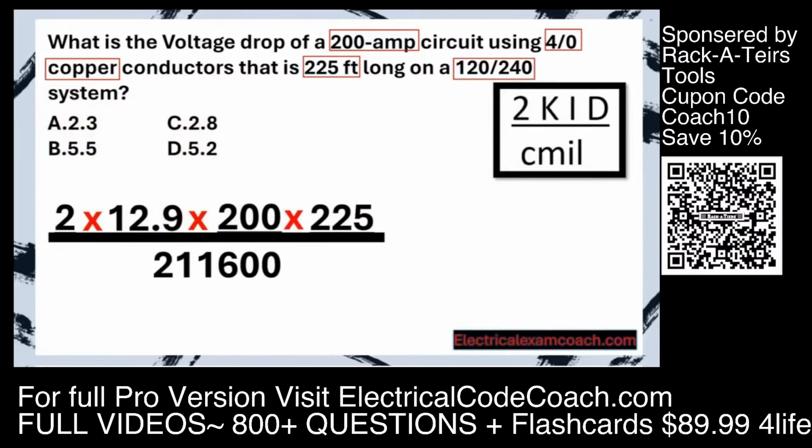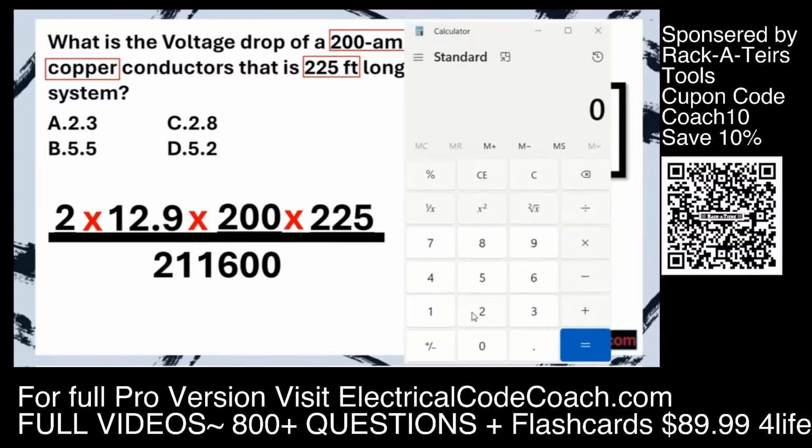Now all we have to do is go to our calculator and plug it in. All we have to do is plug in our values. We take 2 multiplied by 12.9 equals, multiplied by 200 equals, multiplied by 225 equals, and then we divide that by 211600. And it's as simple as that. That lets us know that we have a 5.48, which we would round up to 5.5 voltage drop on this circuit. And we select B. Great job.